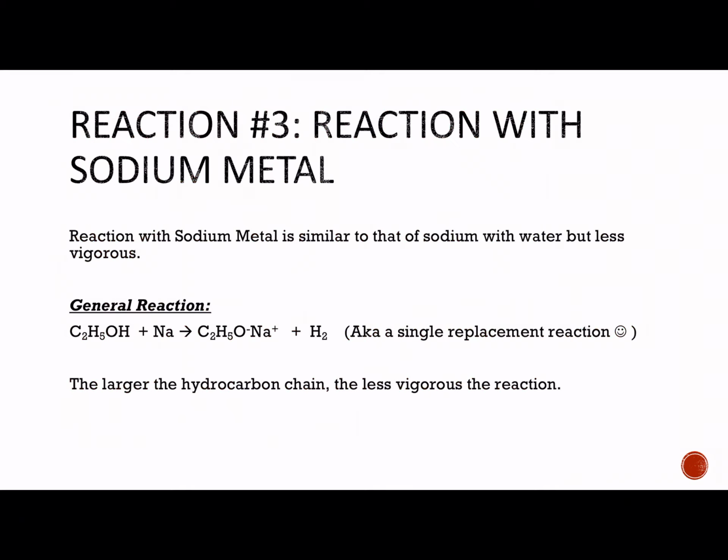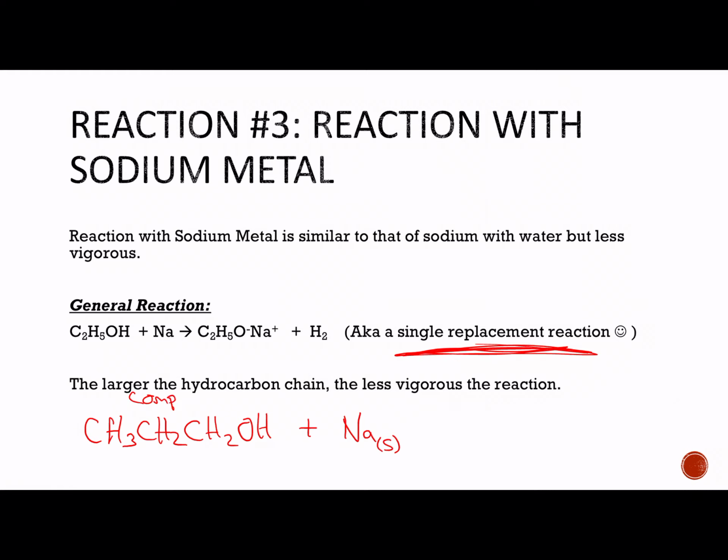All right. So reaction number 3 is a quick one. It is the reaction of an alcohol with sodium metal. So if I have CH3CH2CH2OH, and I have sodium, pure metal. This is actually a classic reaction. This is a single replacement reaction because you simply have a compound and you have an element. And so sodium will replace what in this reaction? It would replace the hydrogen.